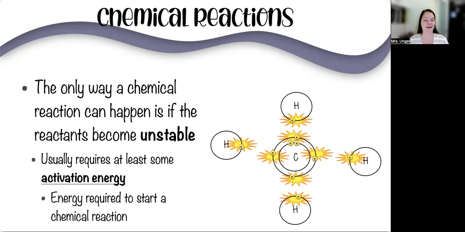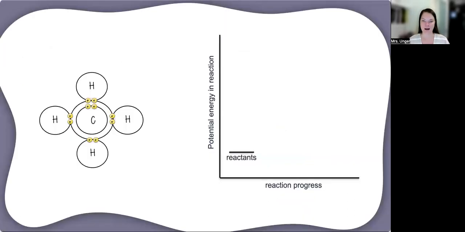That's why when you light your stove, if hopefully you're using a gas stove, don't light an electric stove on fire. But if you have a gas stove, that's why you have to have an ignition source. That's going to give just enough activation energy to break up the methane, to break up the oxygen molecules, and allow them to react. Okay.